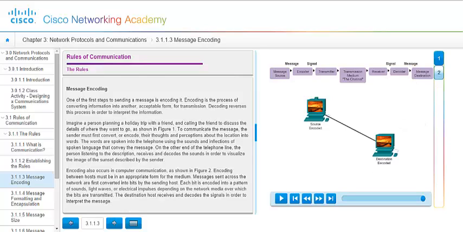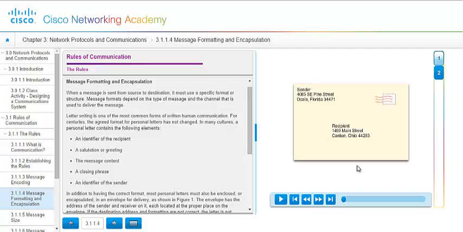When a message is sent from the source to its destination, all the information contained in that message must be in a specific format or specific structure. This is true in human communications. It's also true with devices when they communicate.